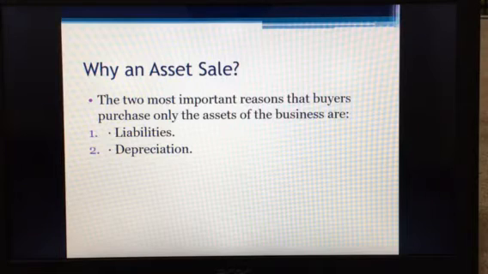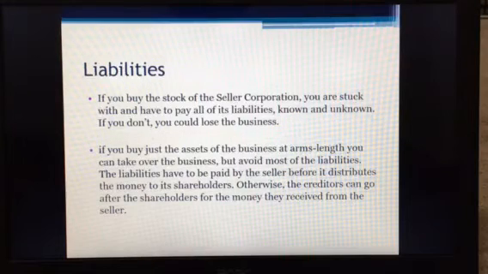Why an asset sale? The two most important reasons that buyers purchase only the assets of the business are liabilities and depreciation. The first one is liabilities. If you buy the stock of the seller corporation, you are stuck with and have to pay all of its liabilities, known and unknown. If you don't, you could lose the business.